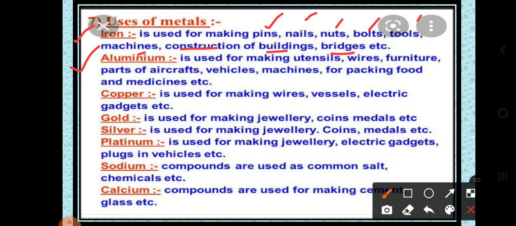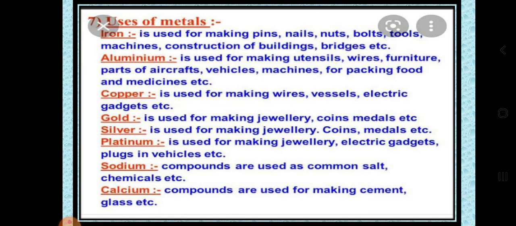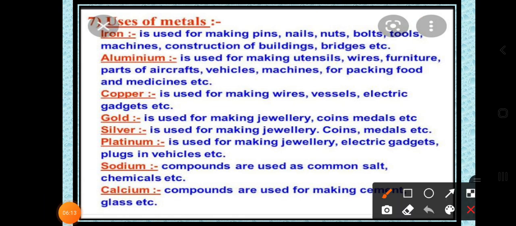What about aluminium? Aluminium you can observe at your home itself. With aluminium, what can you make? You can make utensils, wires, furniture, and parts of aircraft, vehicles, and machines for packing food and medicine. Aluminium foil is used for packing food. So this is another use of the metals.